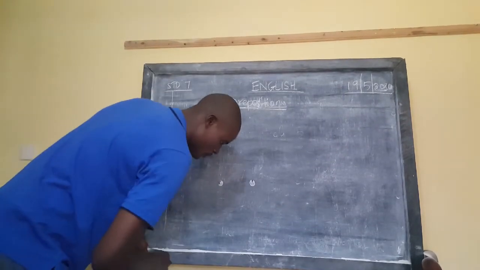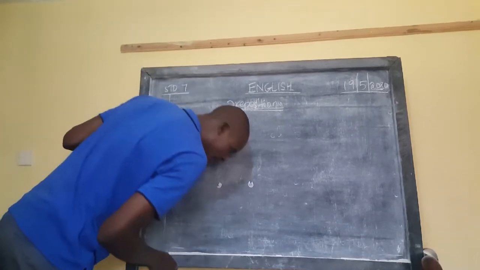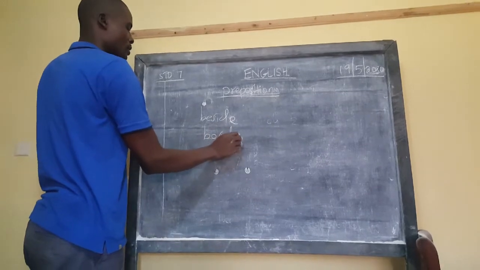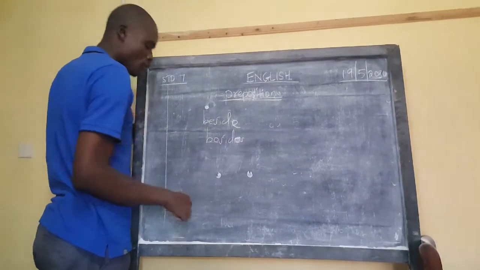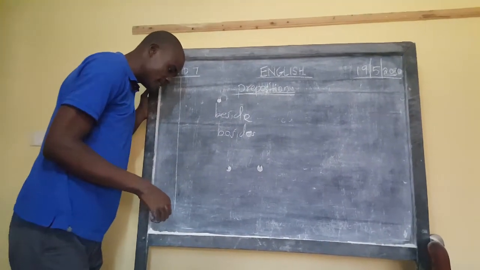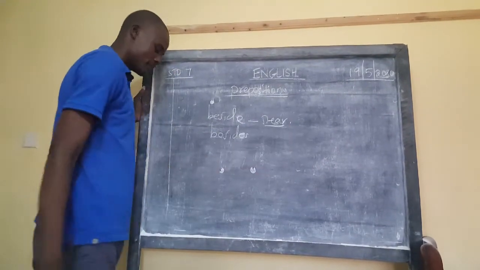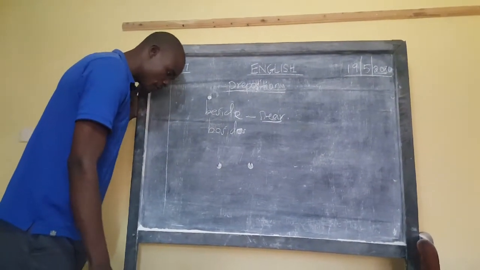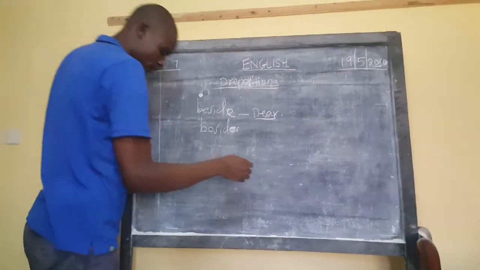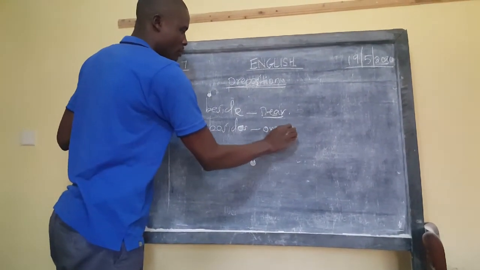Then we go to beside and besides. I mentioned this, but just to do more clarification. Beside means near something. And then, of course, besides means over and above.